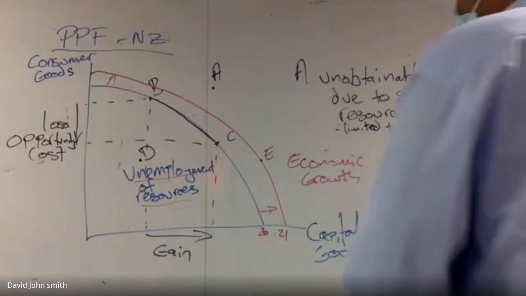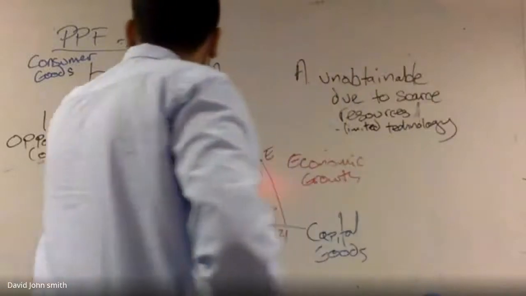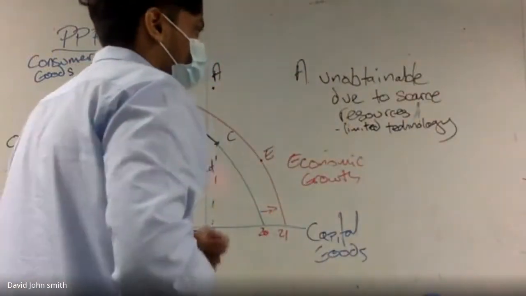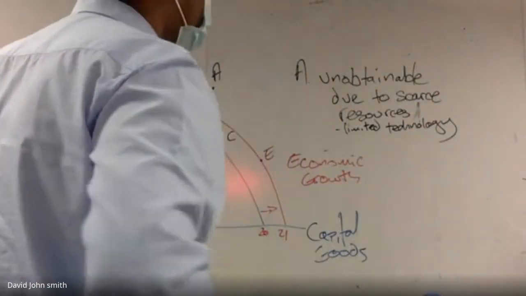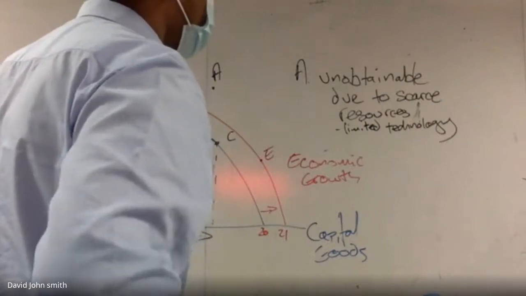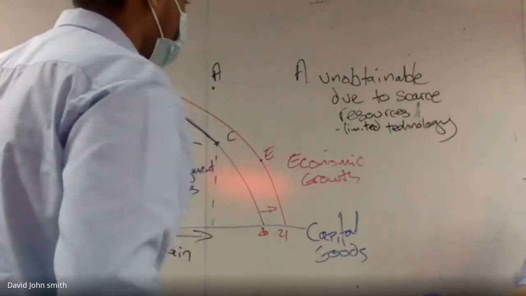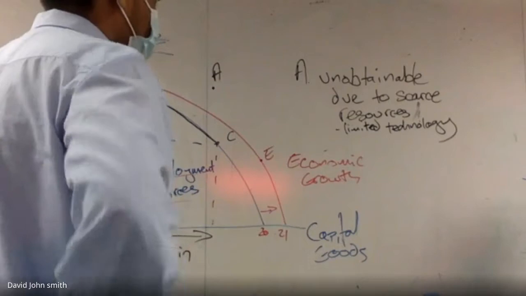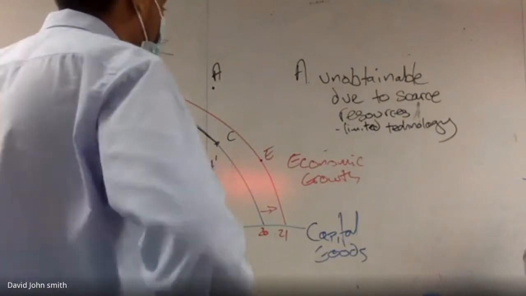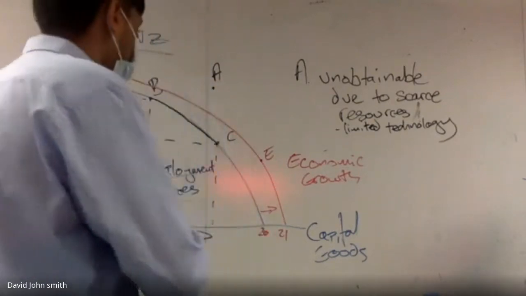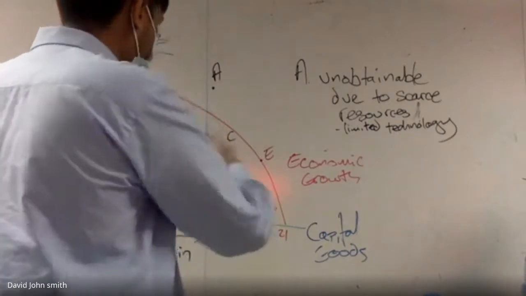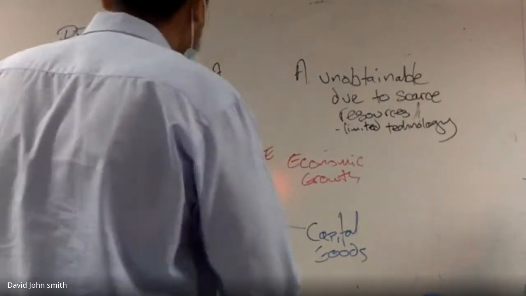So actual growth is from here to here, right? Oh, I see what you mean. As opposed to potential growth. Yeah. You could probably make that as a good argument, with existing resources.